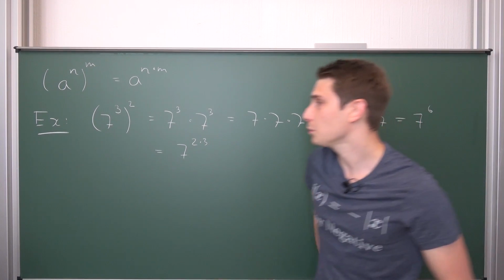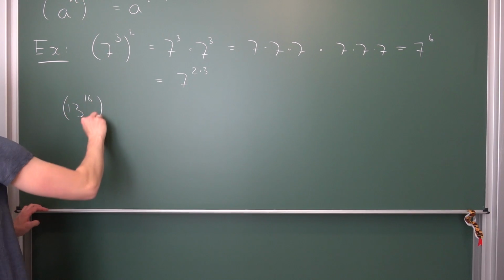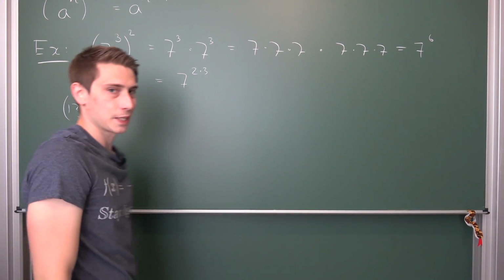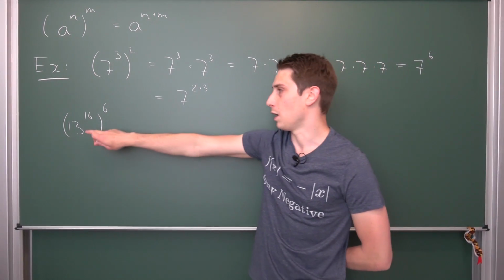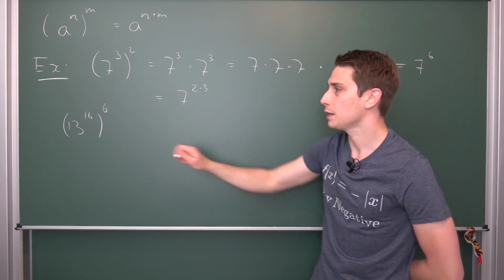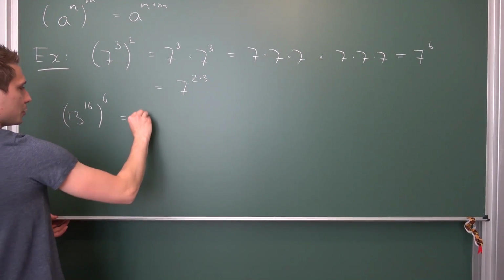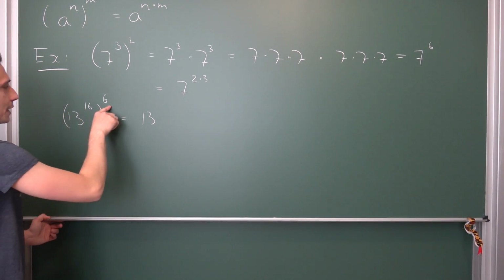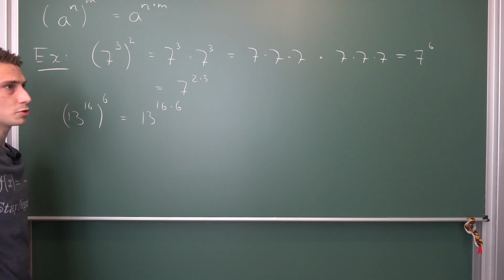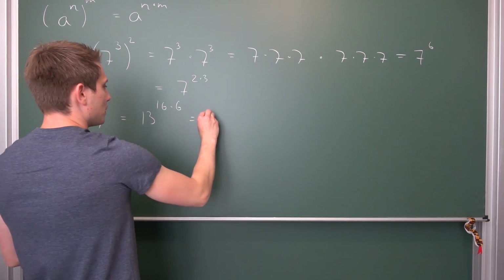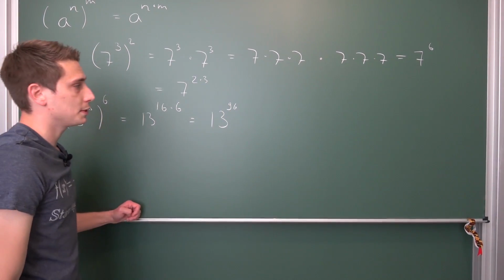Now, for another example, let's choose a big one. For example, 13 to the 16th power to the 6th power. Now we can just compare. What is our n exactly? Well, our n is 16, our m is 6, and our base, our a, is 13. Our a is going to be preserved, and we are just going to multiply the exponents together. 16 times 6 is, 5 times 16 is 80, so 96. 13 to the 96th power, and the calculator won't spit out anything.